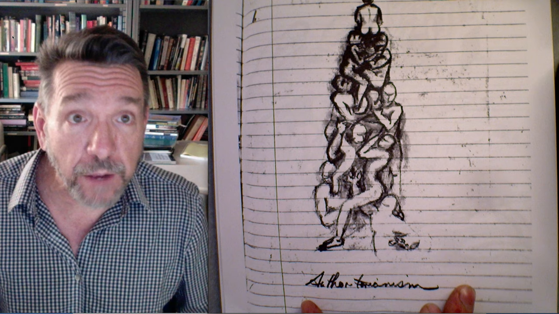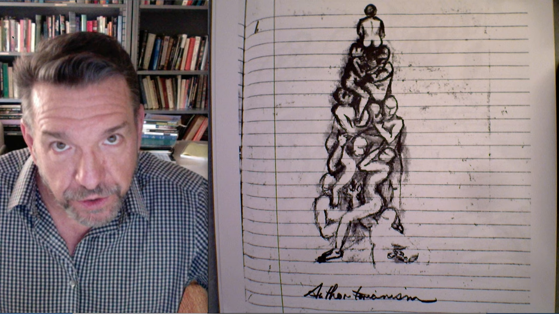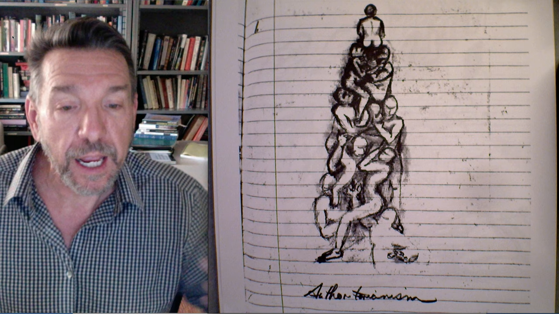So Fromm's basic argument is that fascism has resulted from a kind of generalized escape from freedom, right? That there are people who have a social character that isn't capable of bearing the burdens of freedom. There's a fear of freedom and hence an escape from it. And so his argument is that there are three basic ways to escape from freedom.